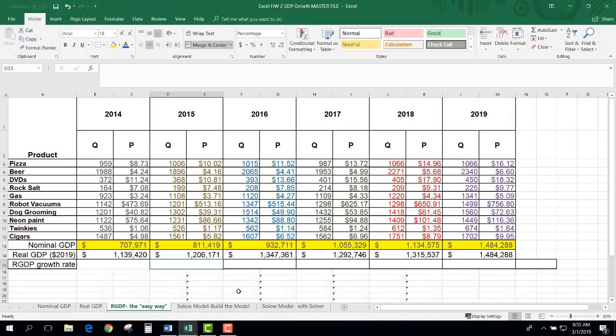Okay, now let's calculate our growth rate of real GDP. Of course, we can't do that for 2014. I don't have the previous year to compare to, but for 2015, I can take 2015's value minus the previous year's value divided by the starting point, which is the previous year's value. So D14 minus B14 divided by B14. It's already formatted in percent for you. And then again, just copy, paste, paste, paste, paste.